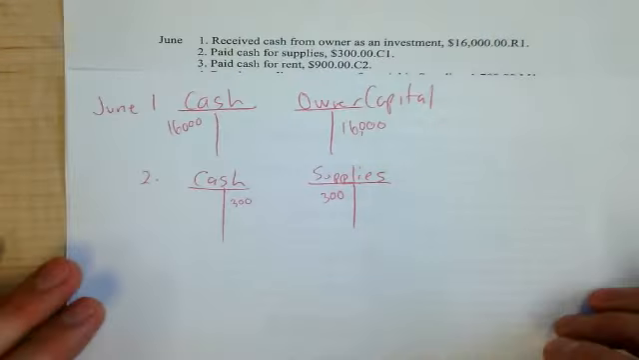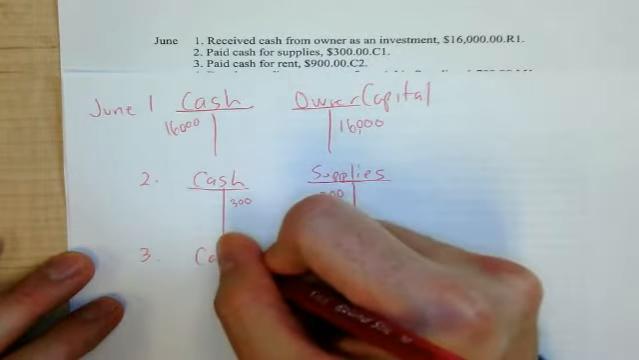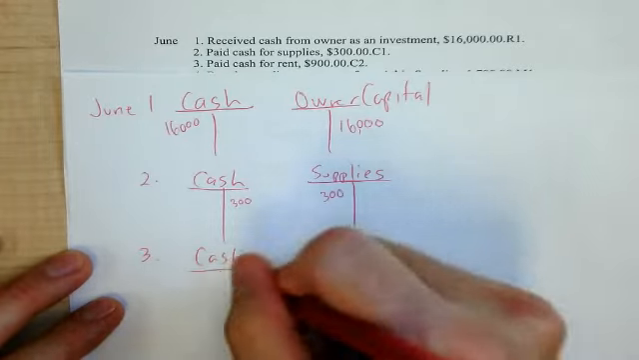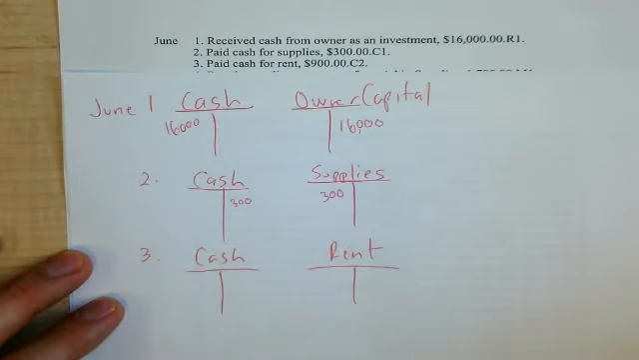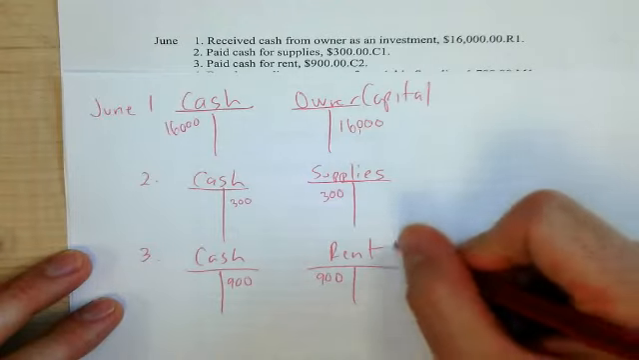Paid cash for rent on the 3rd. Paid cash for rent. Who would like to walk me through it? Keegan. 900 on credit for cash. Excellent. 900 on debit for the rent, which is an expense. Excellent.